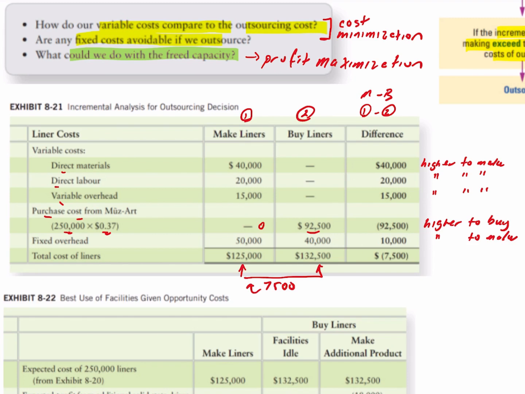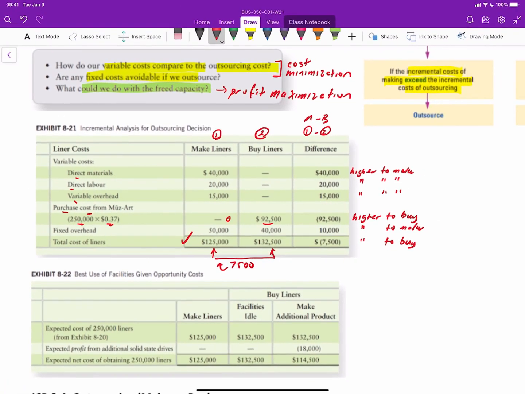Because you can see that it's cheaper, which means that you can either say that it's $7,500 higher to buy or $7,500 lower to make. It really depends on how you want to look at it, but we could say that this is higher to buy. And in essence, we want the lowest cost option because this is a cost minimization problem. So we would go with making the liners instead of buying them.